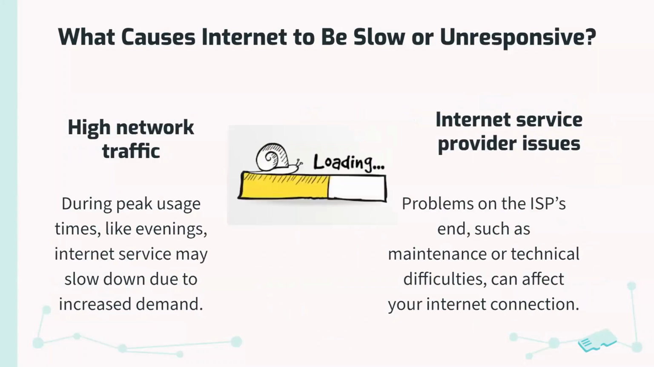High network traffic is also another reason. During peak usage times, like evenings, internet service may slow down due to increased demands. There could also be issues with your internet service provider. Problems on the ISP, or internet service provider's end, such as maintenance or technical difficulties, can affect your internet connection.